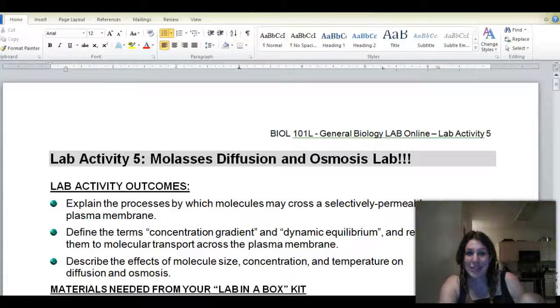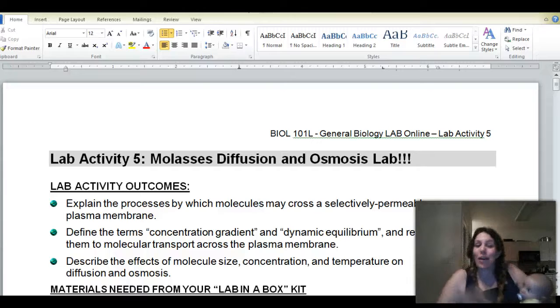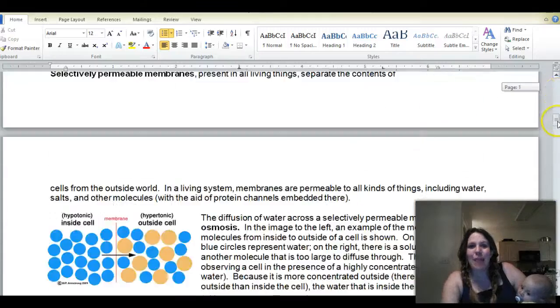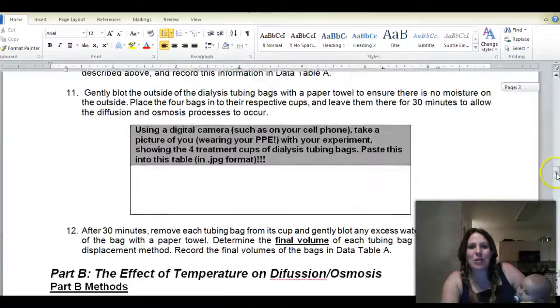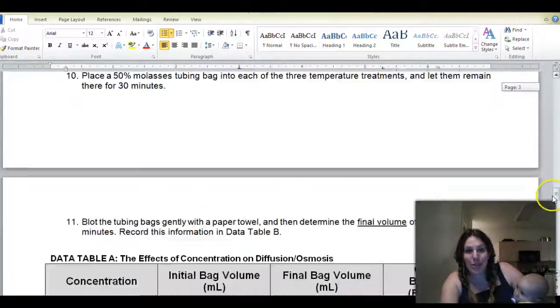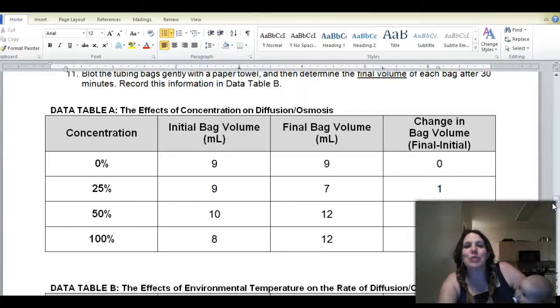You do. Okay, so now I'm just going to show you what your data table might look like for the effect of concentration on diffusion and osmosis that we just went over. So here's your lab activity handout. I'm going to scroll down to, by the way, these will remind you to take pictures along the way. So here's my data table. So this is data table A for the effects of concentration on diffusion and osmosis. I recorded my initial bag volumes that I obtained through the volume displacement method for each of these concentration treatments.